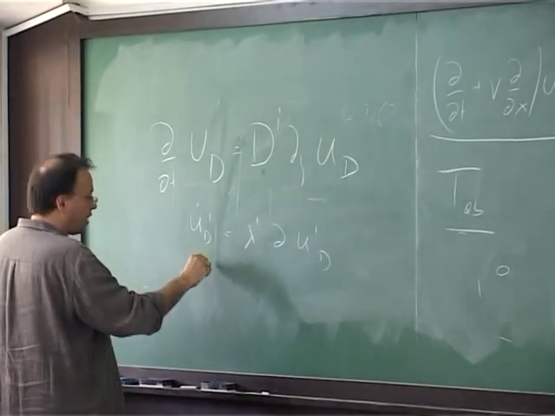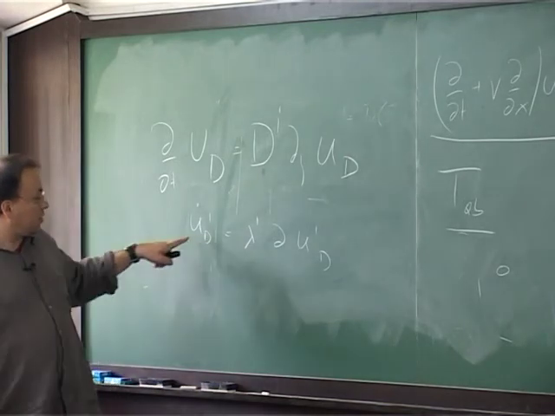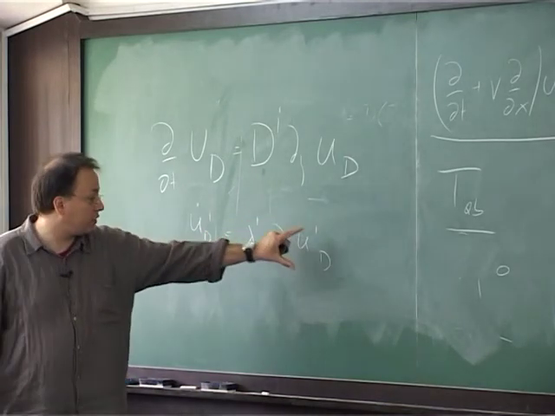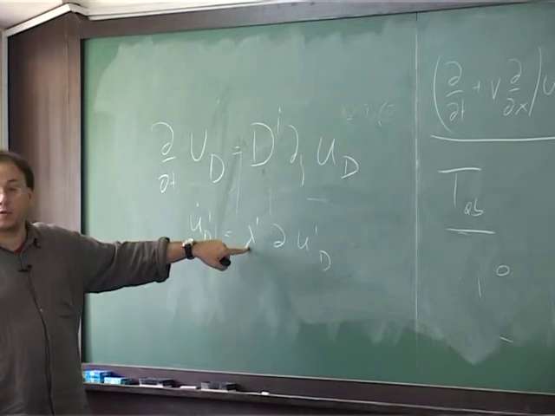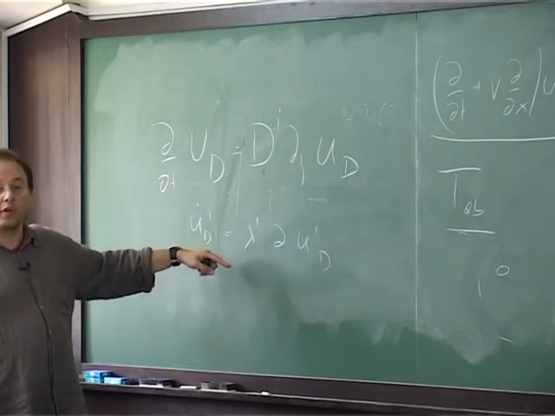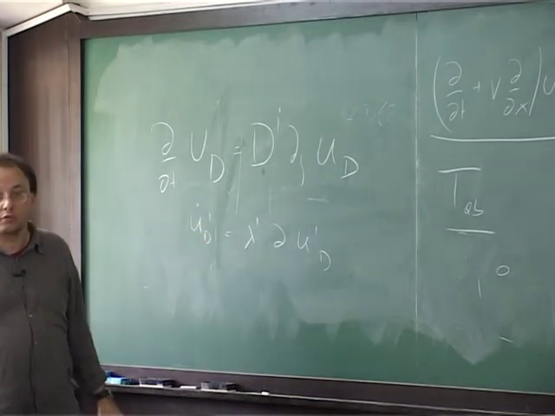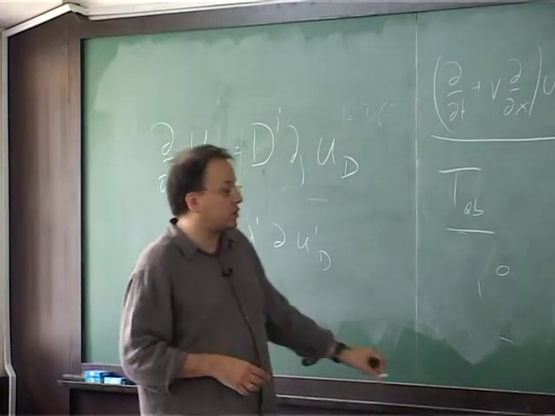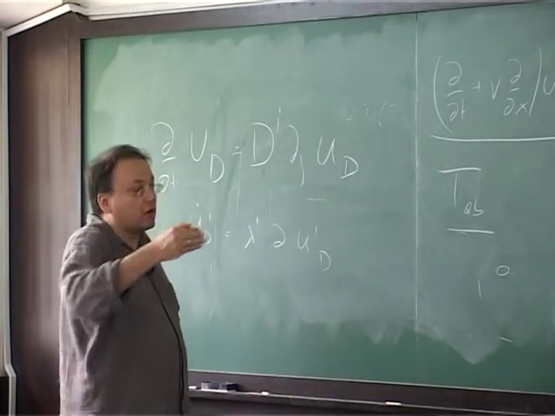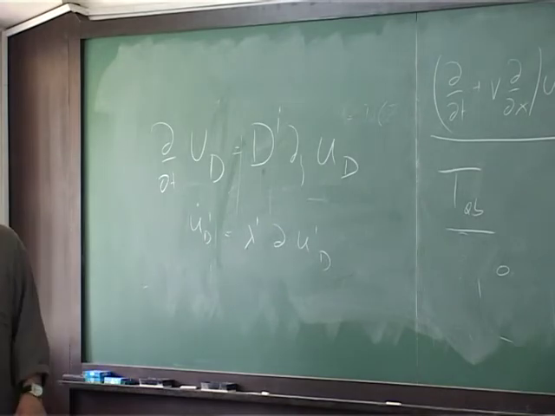And then the second one is the same thing. So this is just the advection equation for this component with speed lambda 1. And for the second component it is the advection equation with speed lambda 2. So these eigenvalues just become the speeds of the corresponding advection equations.